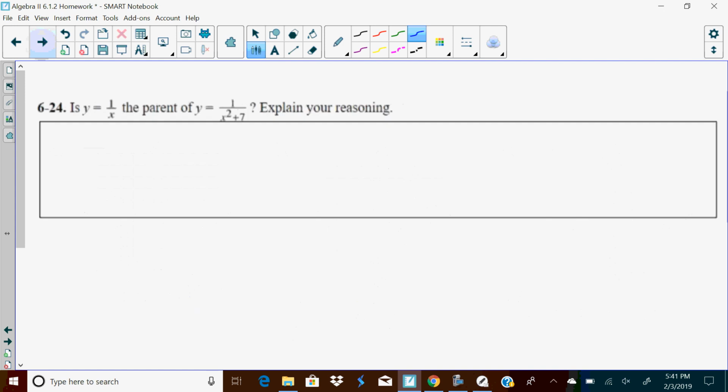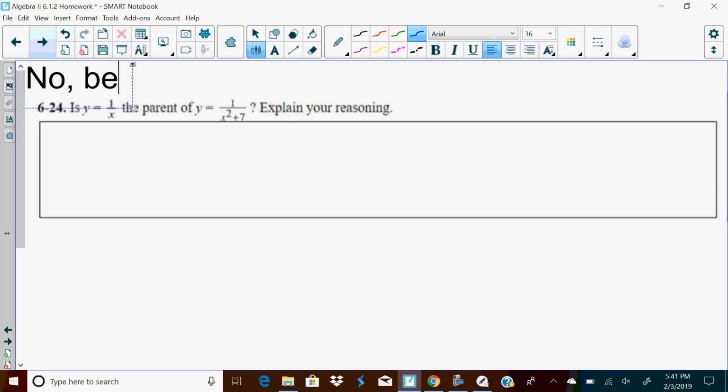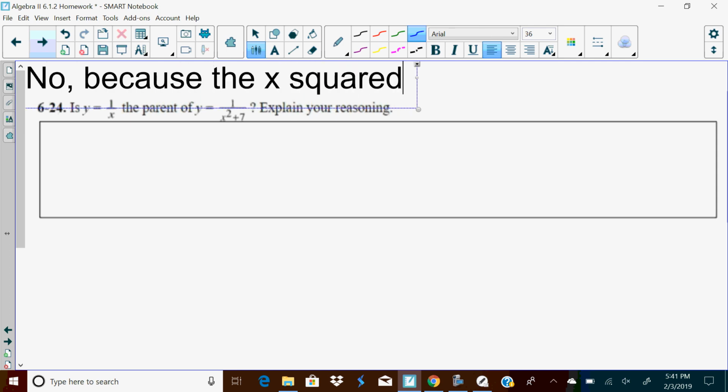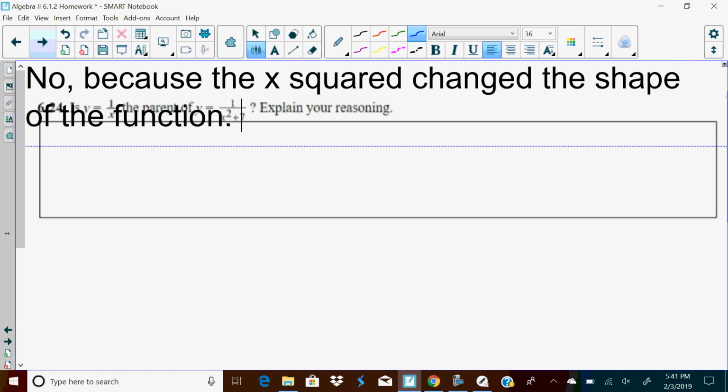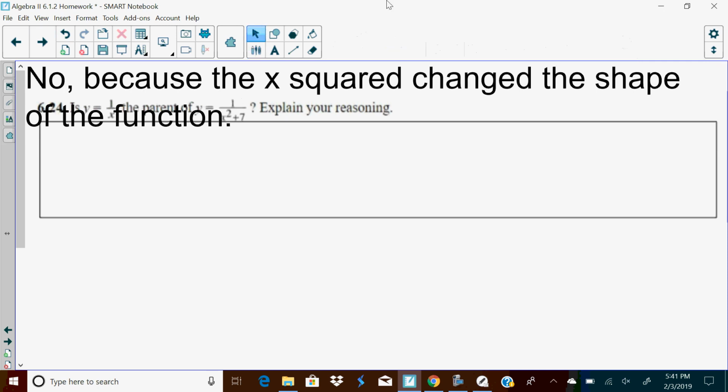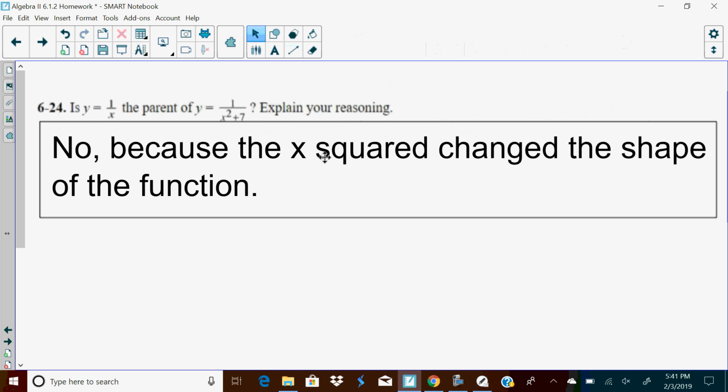6.24 is y equals 1 over x, the parent of it. The answer is no. And it's because the x squared changes the shape of the function. So in order for them to be parents, they have to have the same shape.